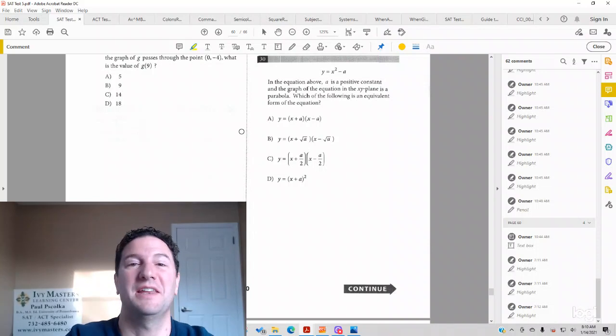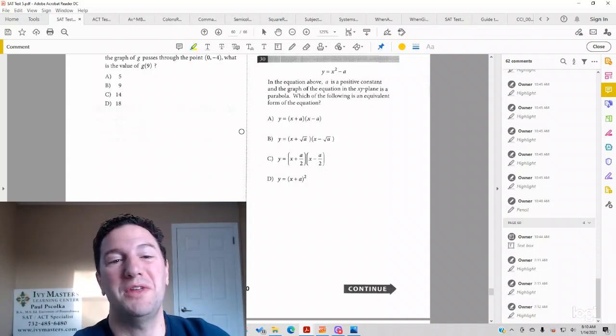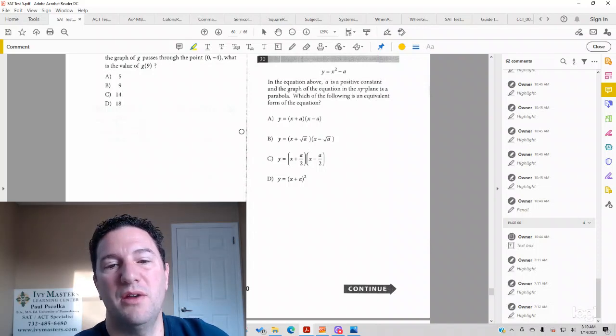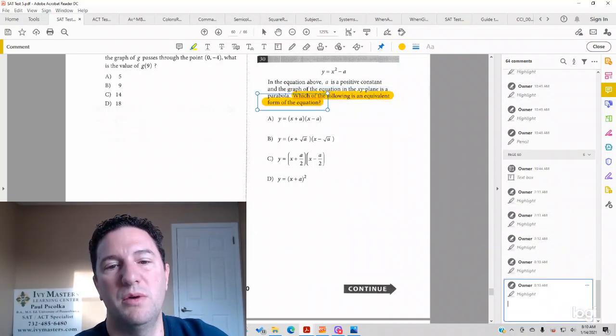And today we're going to look at Test 5, Section 4, number 30, which reads: in the equation above, A is a positive constant, and the graph of the equation in the xy plane is a parabola. Which of the following is the equivalent form of the equation?